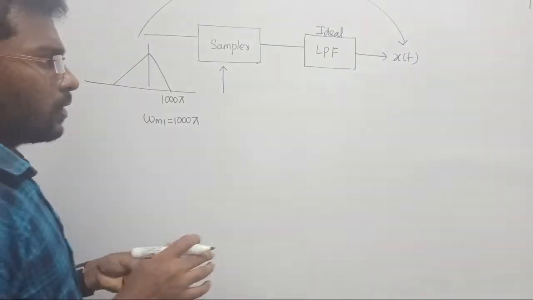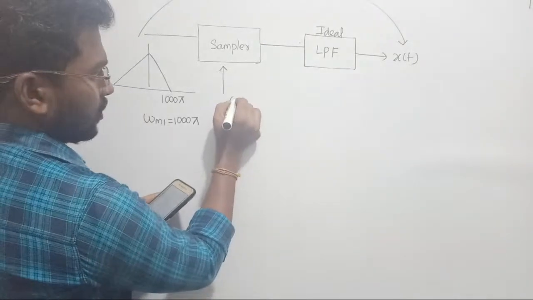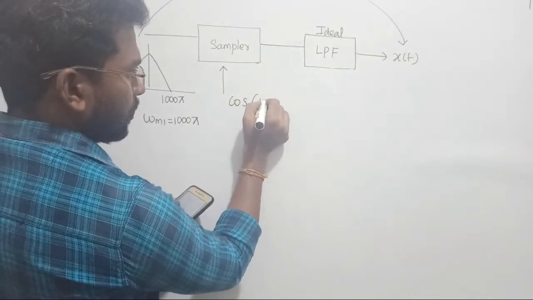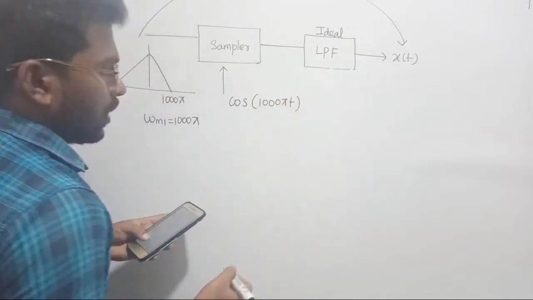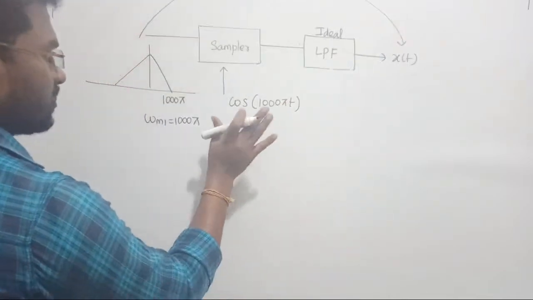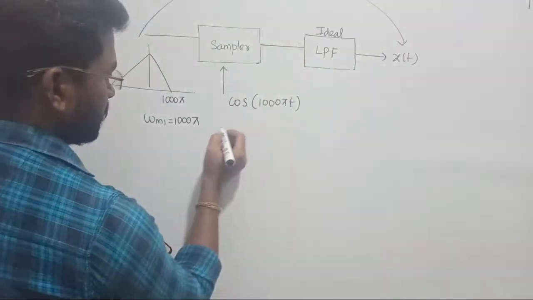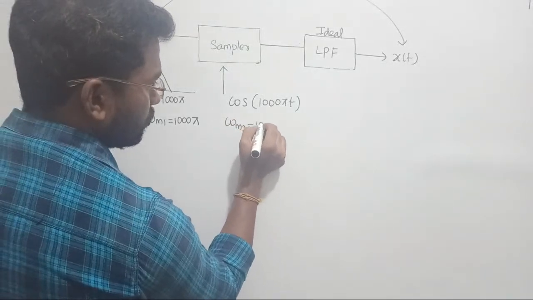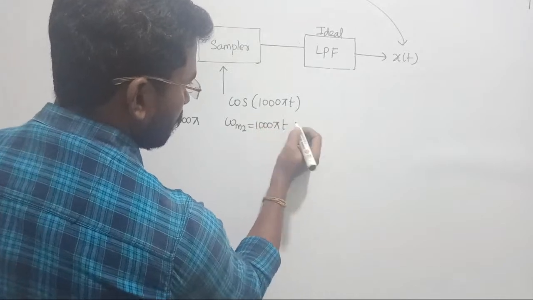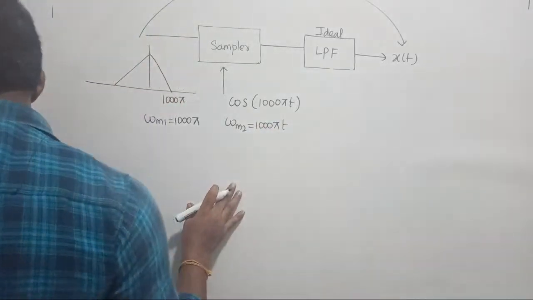Okay. Guys listen, they made a mistake actually. It is not cos of 100t, it is 1000 pi t. Correct that. It is 100 pi t here, and it doesn't match any of the options. That is the wrong answer, right? Correct it. This is omega m2. Let us see. Omega m2 is equal to 1000 pi t. Typing mistake, right? Let us correct it.